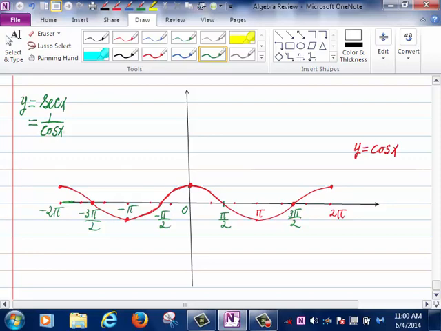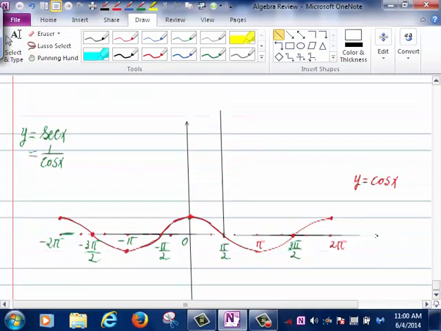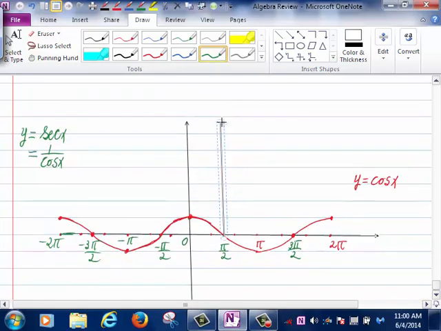So if I make a line here, this would be vertical asymptotes for secant. My scales are obviously bad, but we're going to work with that. So what's the value of secant when x is 0? When x is 0, what's the value of secant? 1. So I get the point right here.